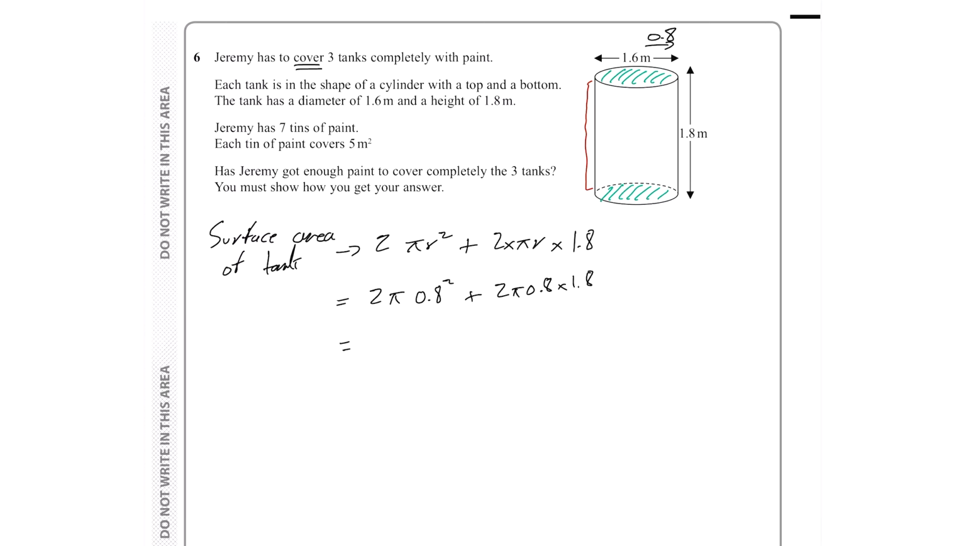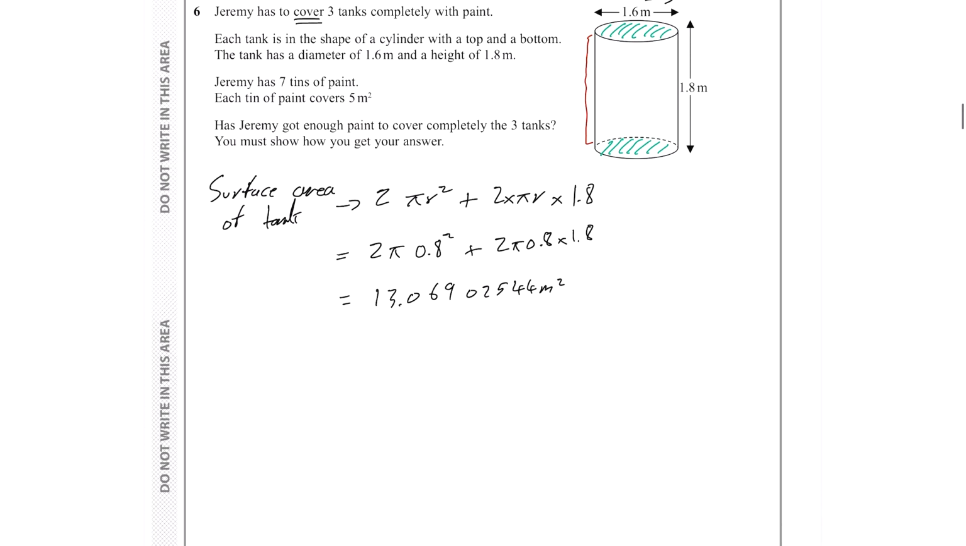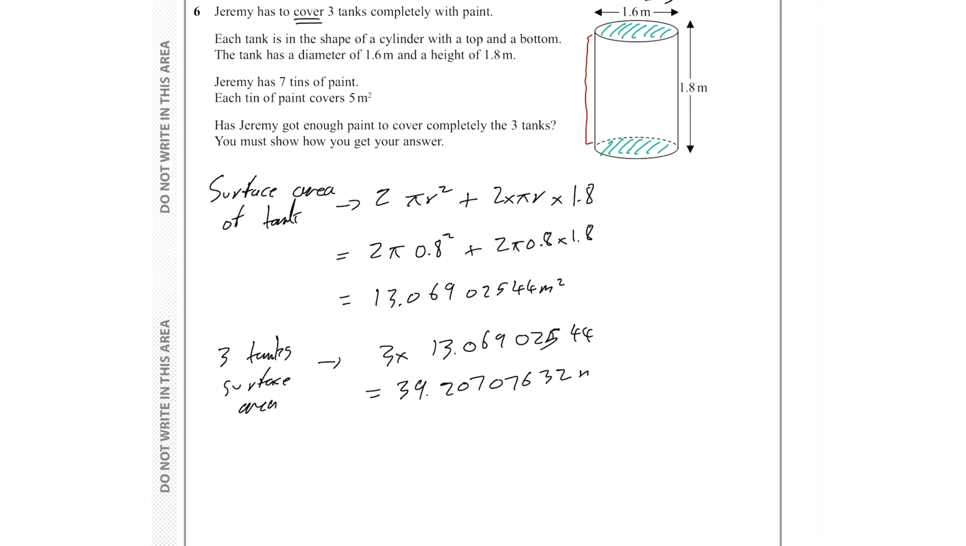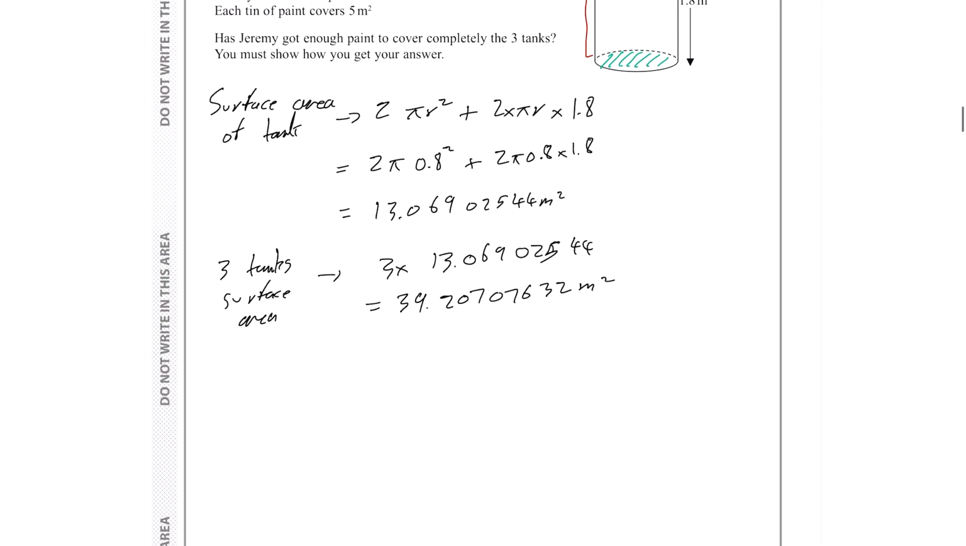1.8. And you can type all of that into your calculator and hit enter, and you would get 13.06902544 meters squared. So that's for one tank. So 3 tanks surface area is going to be 3 times that number. And that becomes 39.2070763 meters squared. And now we need to work out if he's got enough.